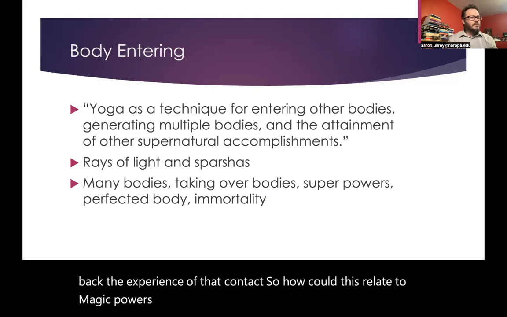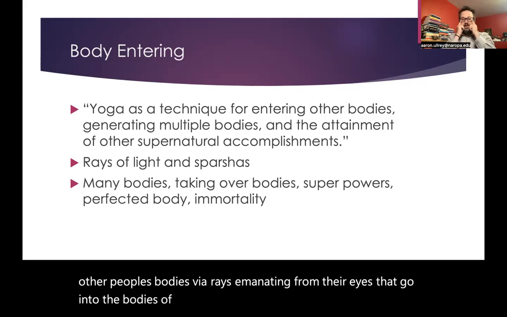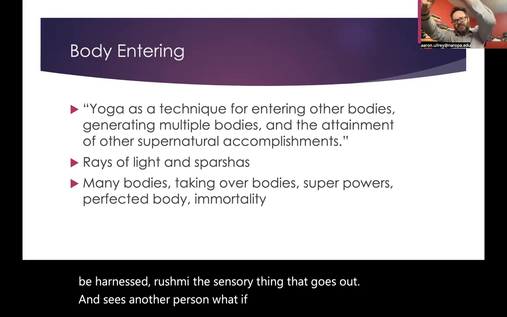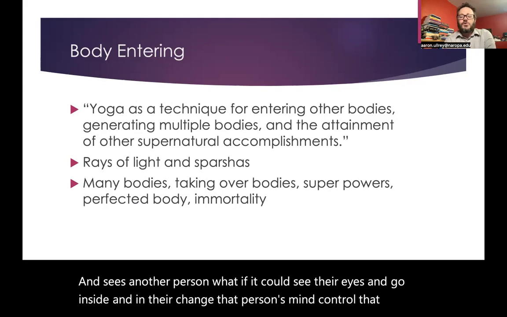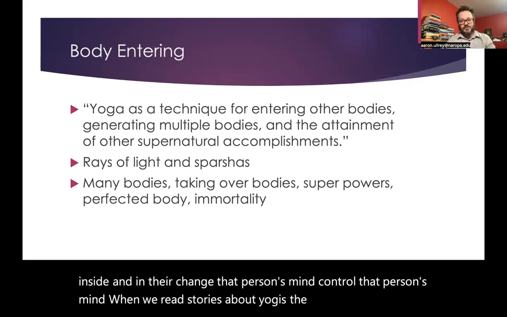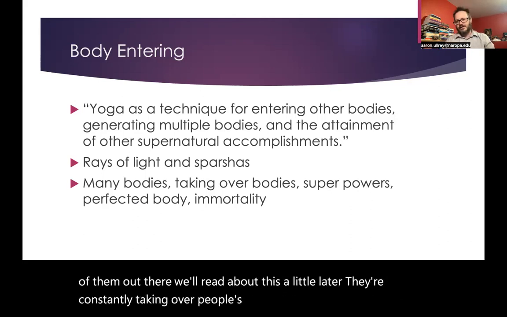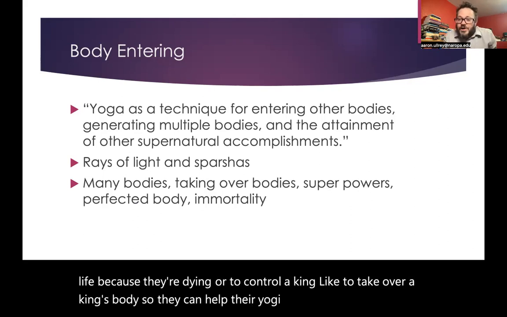Well, in the Mahabharata, we see yogis who enter other people's bodies via rays emanating from their eyes that go into the bodies of others. So, this is if your full consciousness could be harnessed to the rashmi, the sensory thing that goes out and sees another person, what if it could see their eyes and go inside and in there change that person's mind, control that person's mind? When we read stories about yogis, the earliest ones, and lots of them out there, we'll read about this a little later, they're constantly taking over people's bodies, either to go live a longer life because they're dying, or to control a king, like to take over a king's body so they can help their yogi order or whatnot, or get whatever they want.